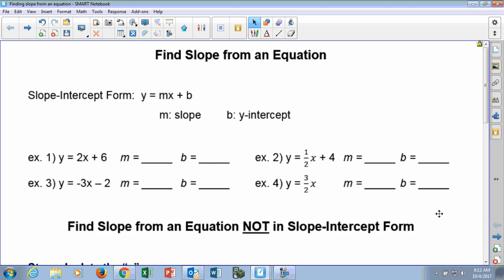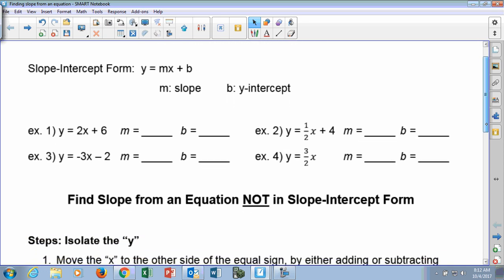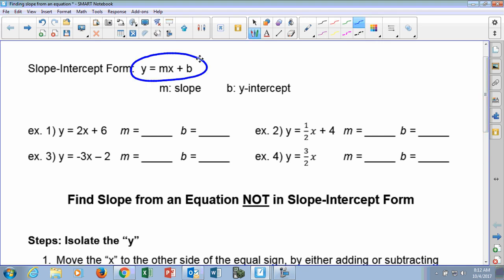So far this week, we've done finding slope from a table, from a graph. Today, we do it from an equation, okay? How do we find it? We actually are in y equals mx plus b form. And what happens when it's not, okay? So again, when it's in y equals mx plus b form, it's pretty simple, right?